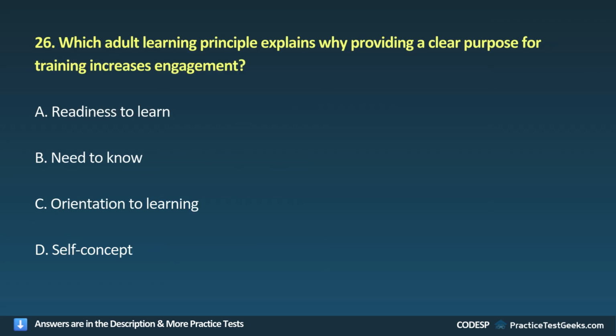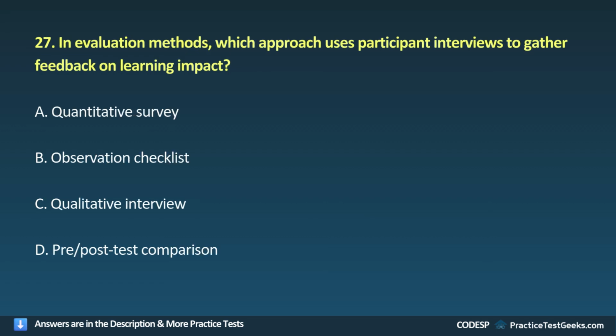26. Which adult learning principle explains why providing a clear purpose for training increases engagement? A. Readiness to learn. B. Need to know. C. Orientation to learning. D. Self-concept.